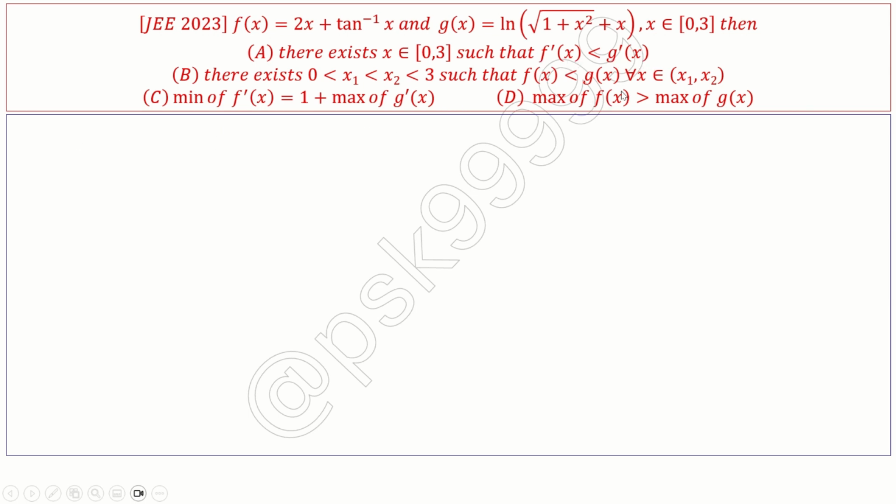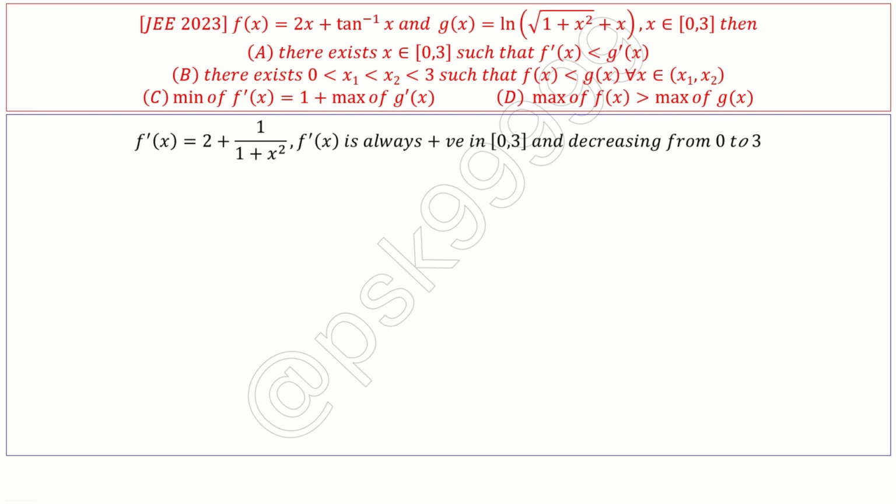Then we need f of x and g of x, whose definitions are already given, but we need them within the range. Then the minimum of f dash x, the maximum of g dash x, and then the max of f of x and the max of g of x. Option D is very easy. Other things we'll find out from the differentiation.